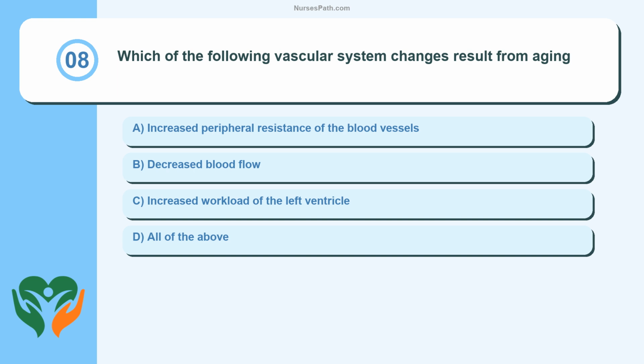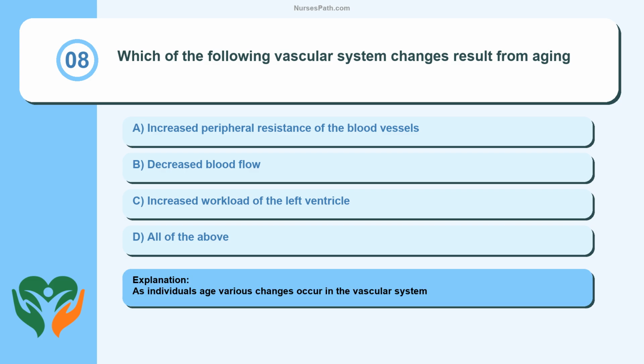Question 8. Which of the following vascular system changes result from aging? Increased peripheral resistance of the blood vessels. Decreased blood flow. Increased workload of the left ventricle. All of the above. As individuals age, various changes occur in the vascular system.